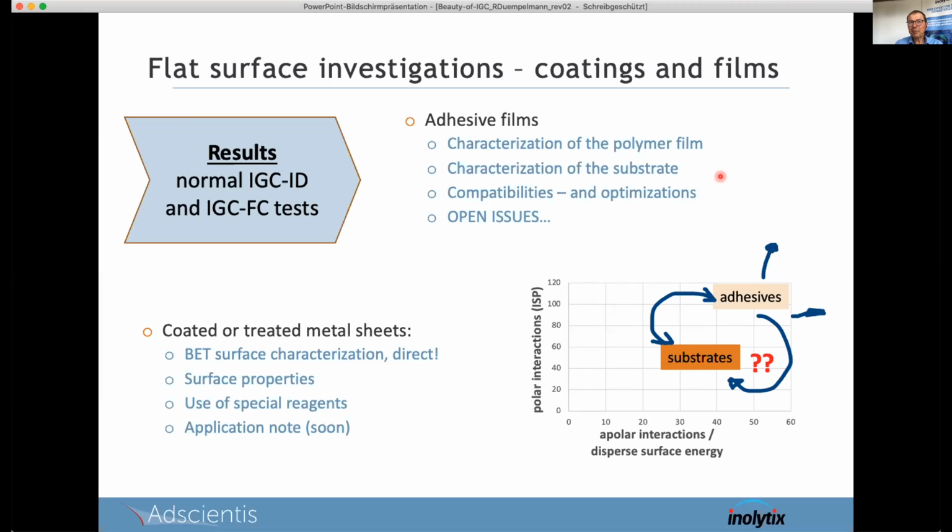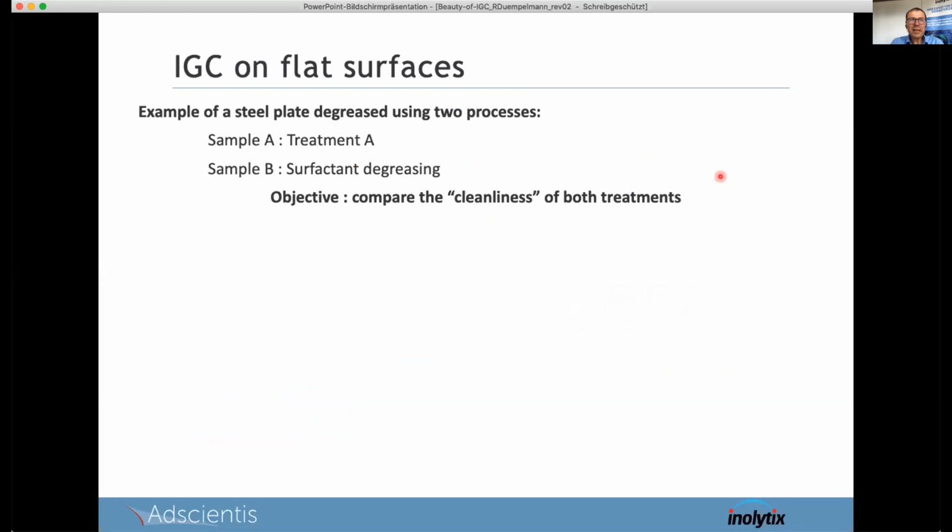First, we can characterize the BET surface area directly on the sample. And that was, at least for some contacts, a real highlight, that we can do this in situ on a plate of 10 by 10 centimeters. Let's go to the example. The issue was the following. They wanted a really clean purification of the sample. There was a normal surfactant degreasing step or a different alternative treatment A. So which one of the treatments is better in outcome, comparing the cleanliness of both treatments?